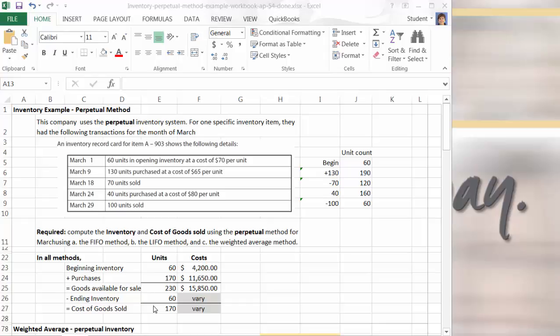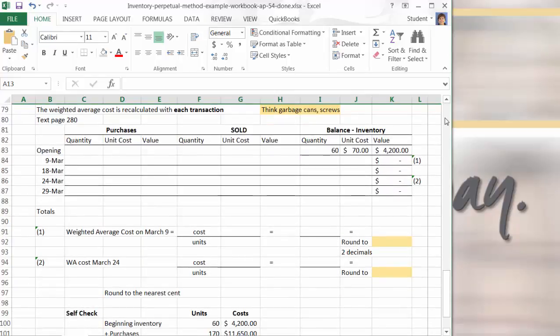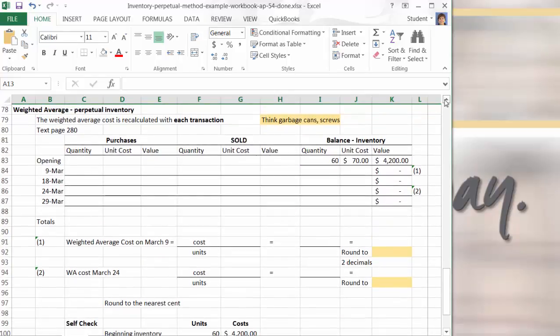This information will remain the same, but the ending inventory and the cost of goods sold vary depending on the costing method being used. At this time, we'll use the weighted average method. In this method, the weighted average cost is recalculated every time there is a purchase or a sale.